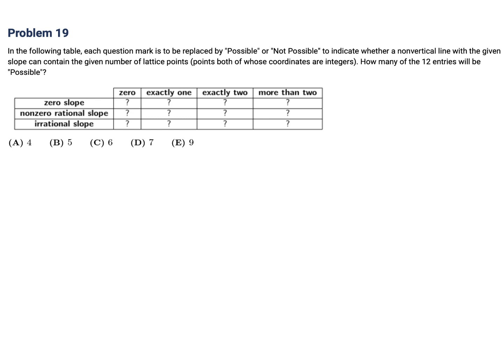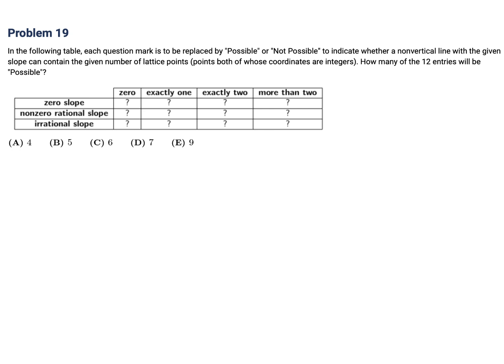In the following table, each question mark is to be replaced by possible or not possible to indicate whether a non-vertical line with the given slope can contain the given number of lattice points, both of whose coordinates are integers. How many of the 12 entries will be possible? All right, so let's take this one step at a time here. I'll keep the table in the chart. Might as well just use that.